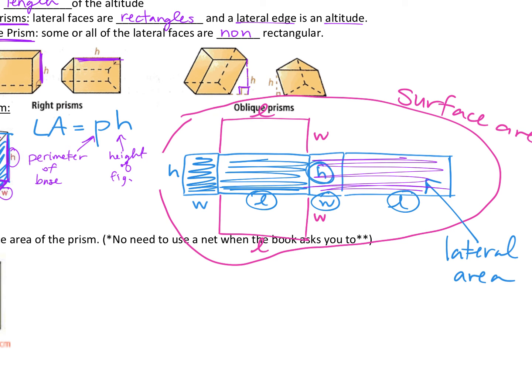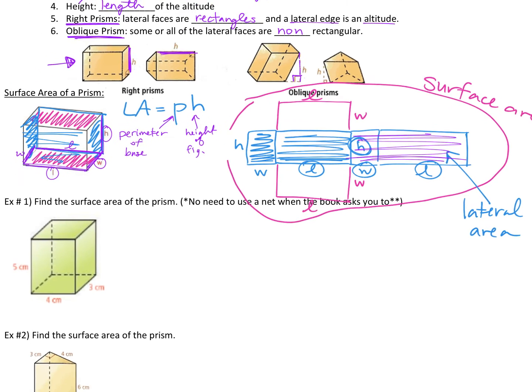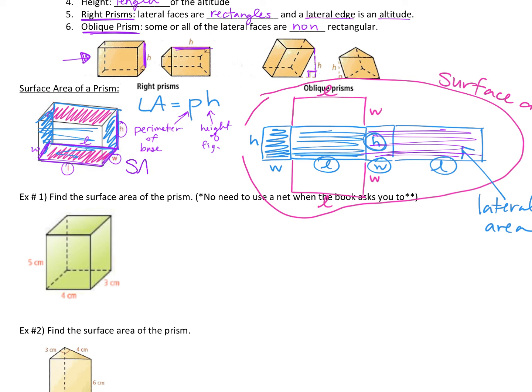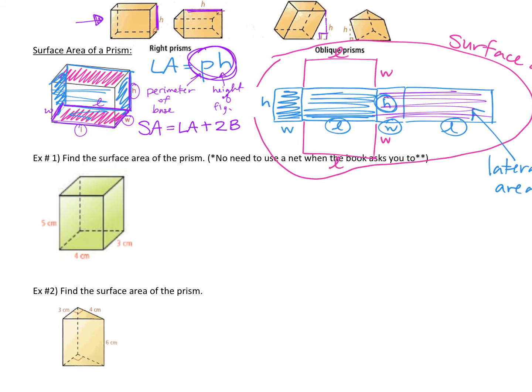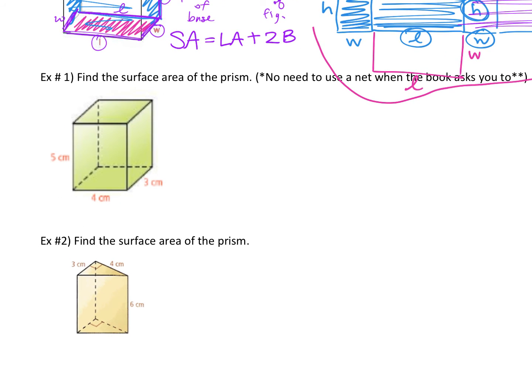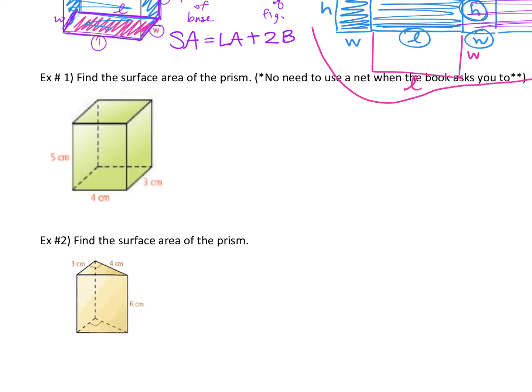That's my lateral area. My surface area, here's your other formula, is the lateral area, so whatever you get here, P times H, plus the 2 areas of your bases. Okay, that's your surface area formula. So we're going to take those 2 formulas and find the lateral area and the surface area of these 2 prisms. Okay? And then we're done.